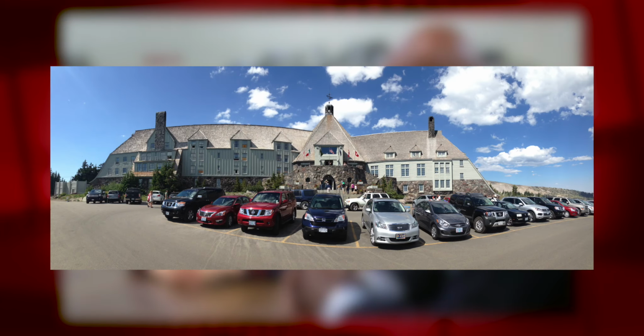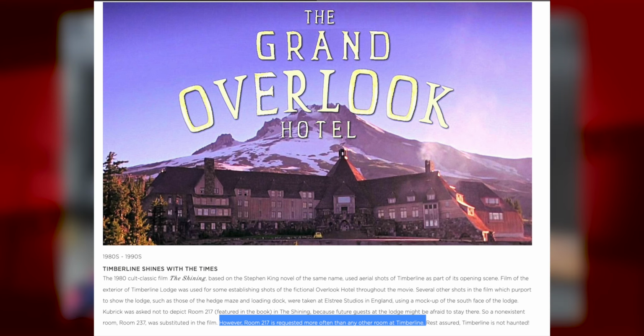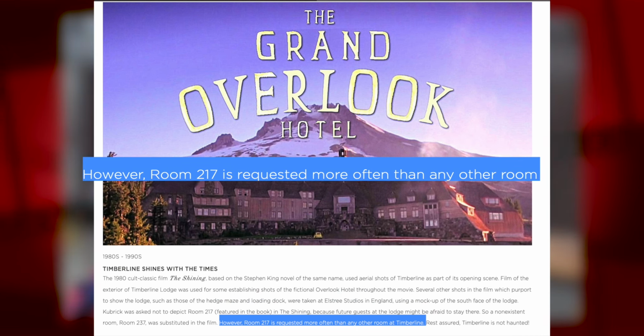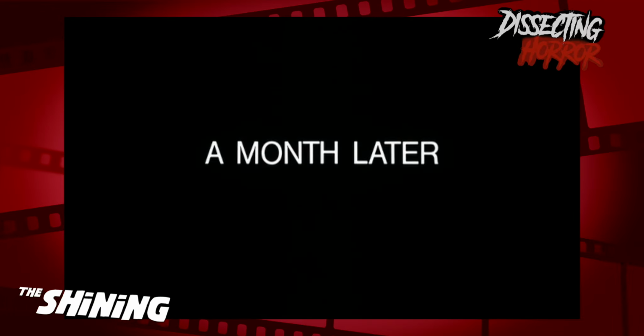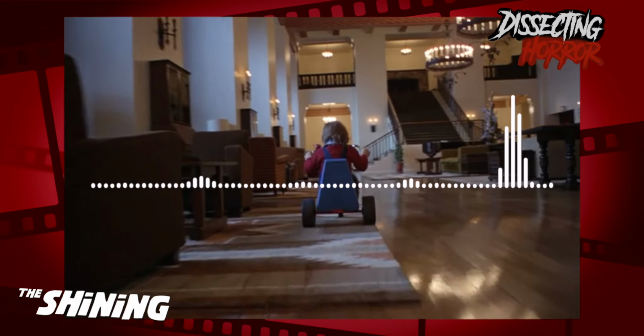Fun fact, in the book it was room 217, but it was changed because the Timberline Lodge actually had a room 217 and not a room 237. And they didn't want to scare away customers. Interestingly enough, room 217 is apparently the most requested room at the Timberline Lodge, so I guess it all worked out. We cut to a whole month later. Danny is riding around his big wheel in an unbroken Steadicam shot with really cool audio.